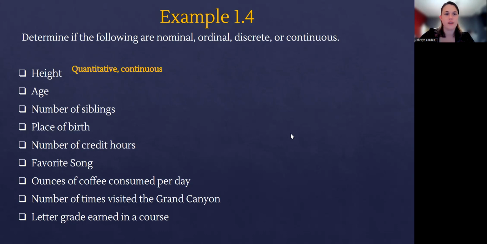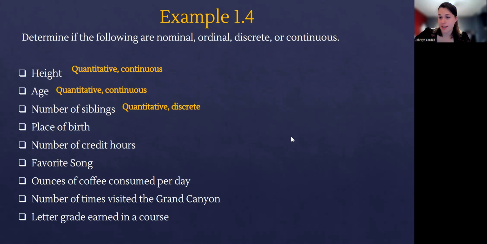All right, so our answers are quantitative continuous for height, quantitative continuous for age. That one could be arguable. You could say that you count your age. To that effect, if you get this wrong on an exam and you'd like to discuss it with me, please come to office hours.